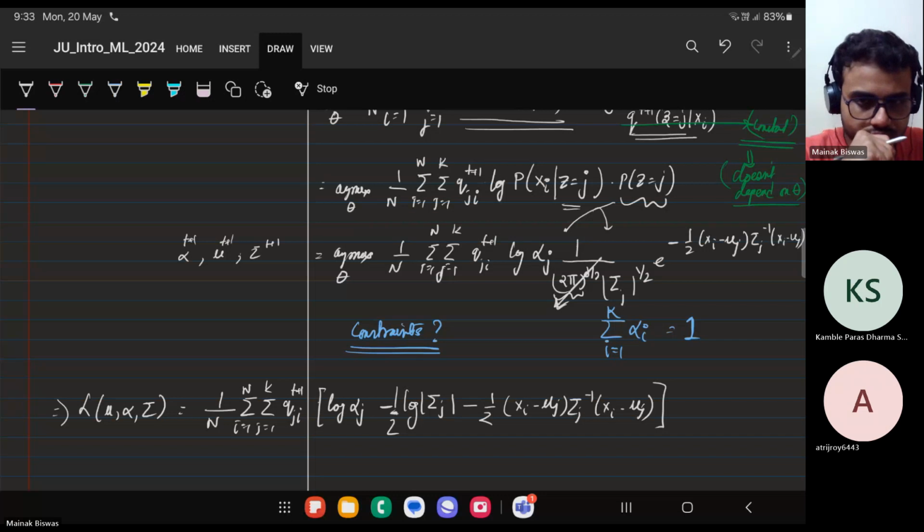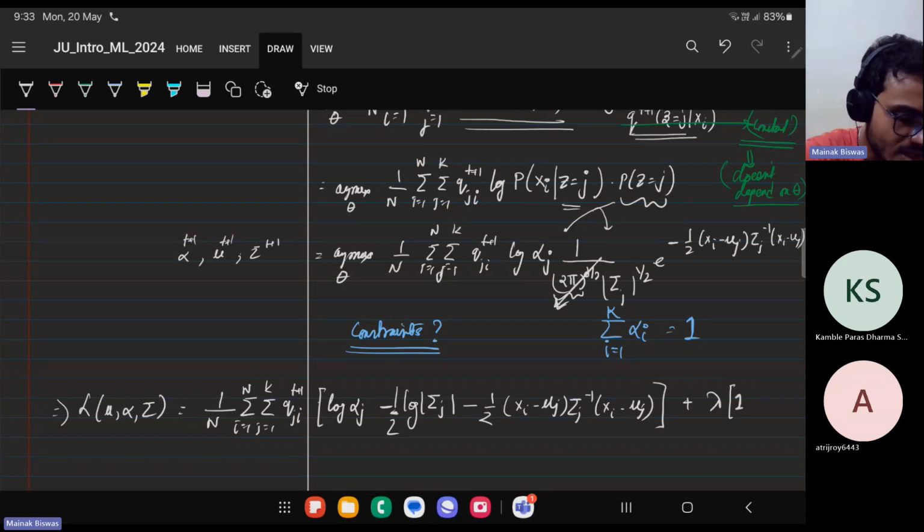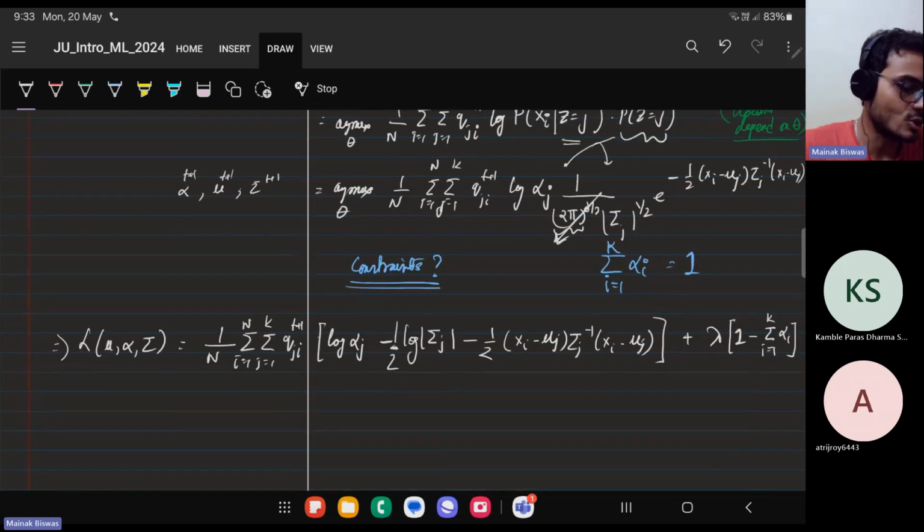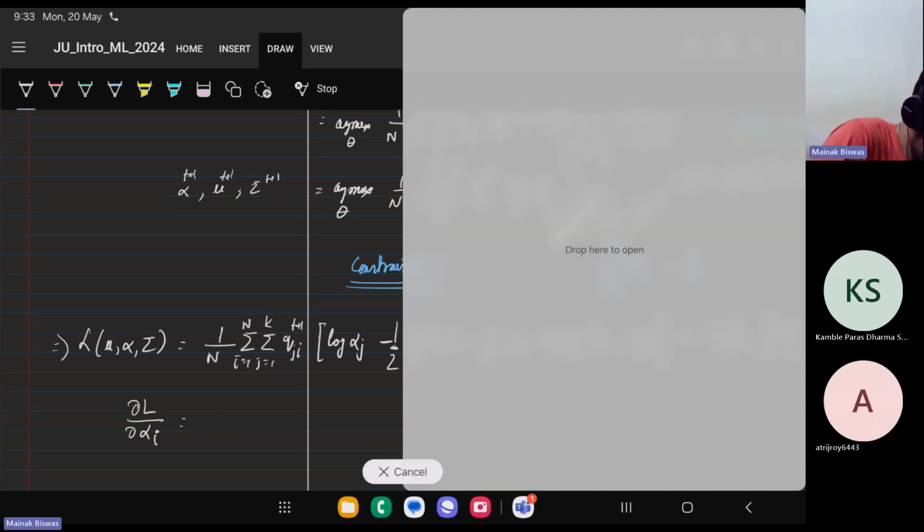Now the question is plus lambda into what? 1 minus summation of alpha. Good. So now the first term, I'll tell you, is easy to solve: alpha i. So let us solve for alpha. So dL by d alpha, what will it be? Because the Lagrange multiplier is what we have to remove first, right? Therefore, I'm going to solve that first. So tell me what is going to be the derivative?